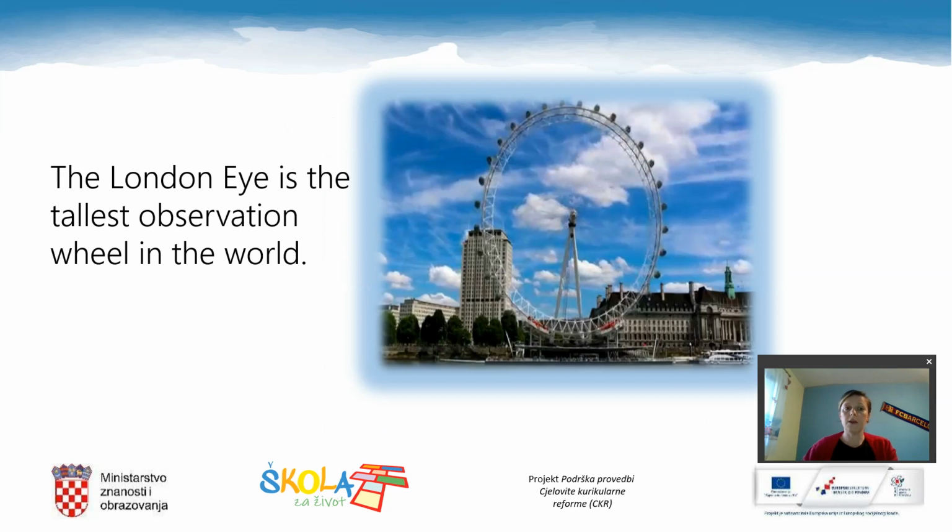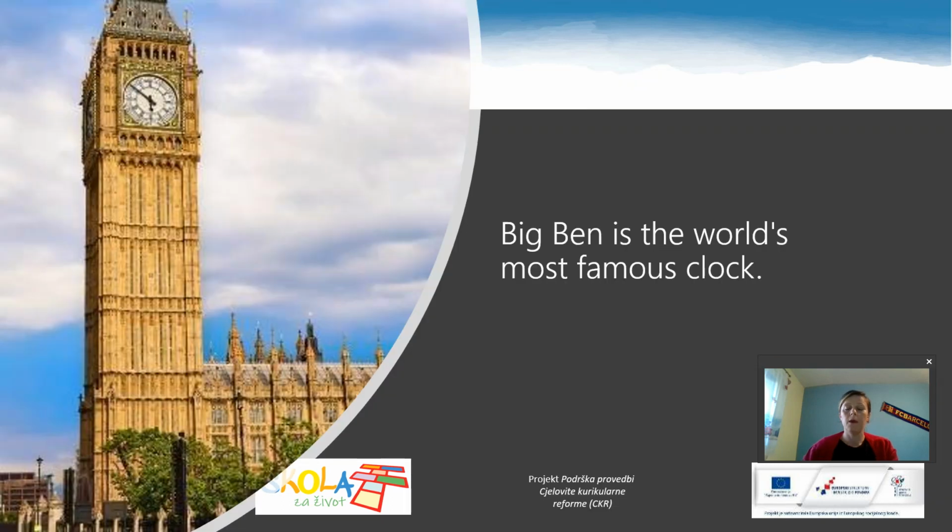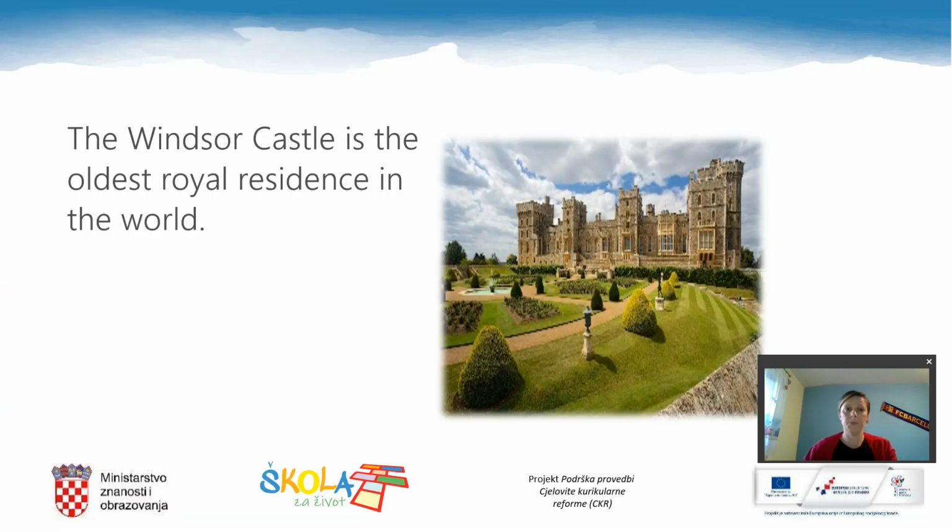The London Eye is the tallest observation wheel in the world. It's in London and it is 135 meters tall. Big Ben is the world's most famous clock. One interesting fact about Big Ben is that it's actually a bell inside a clock, and the bell weighs almost 13 tons. The Windsor Castle is the oldest royal residence in the world.